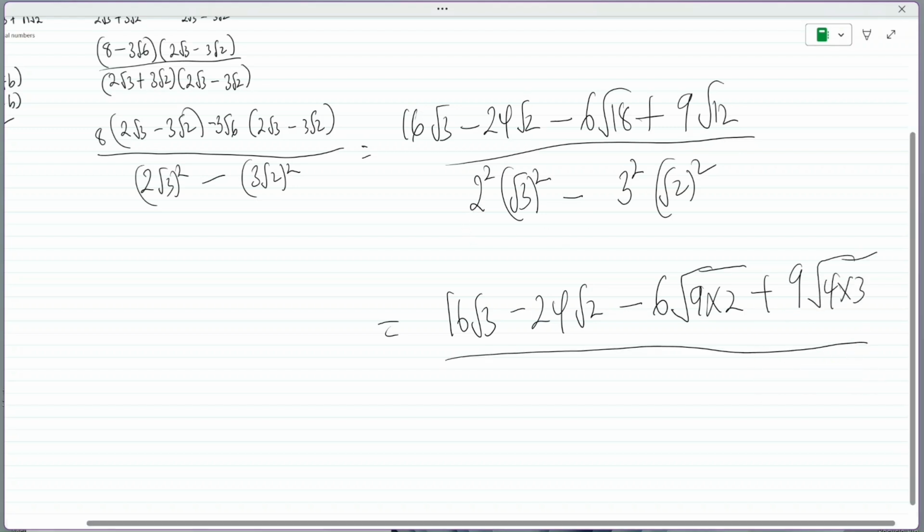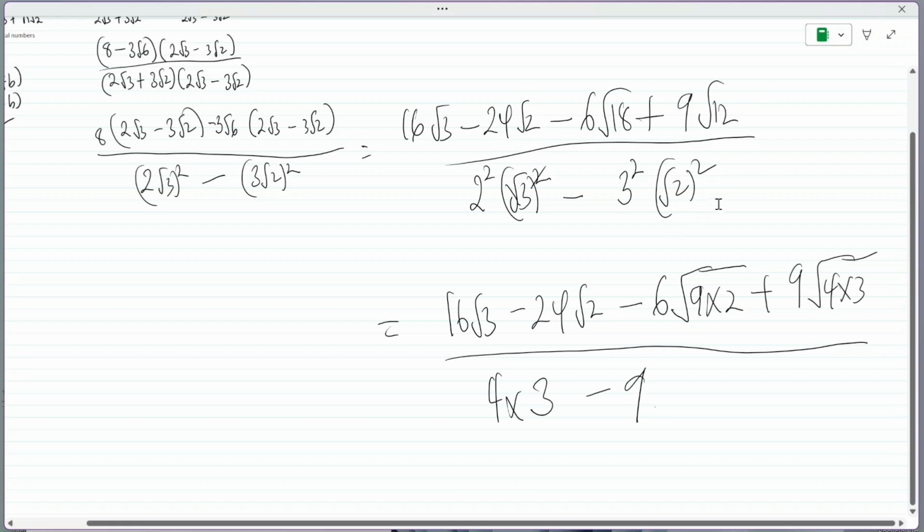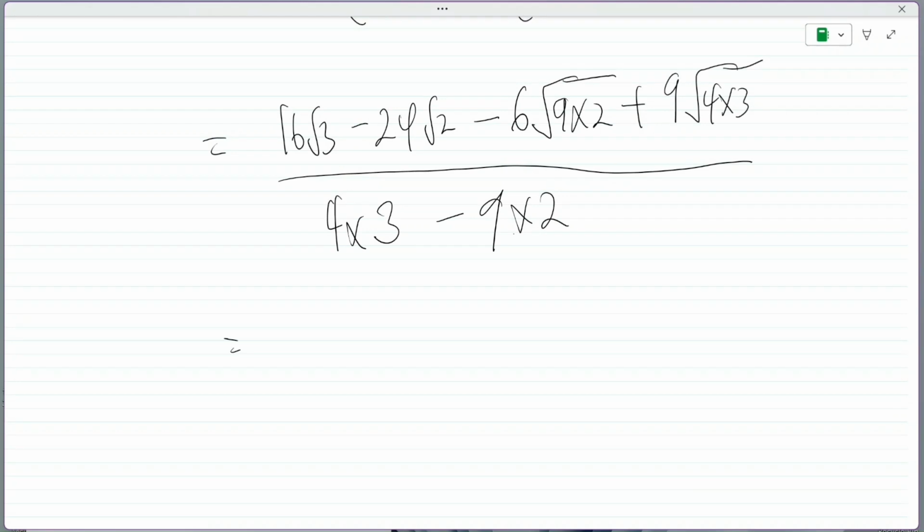2 times 2, that's 4 times root 3 squared, the square cancels the square root. You'll be left with 3. 4 times 3 minus 3 squared is 9. Then you have root 2 squared. The square cancels the square root. You'll be left with times 2. You can go on to say this equals 16 root 3 minus 24 root 2 minus 6.